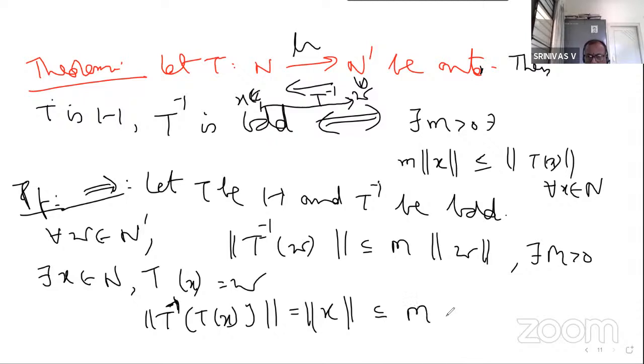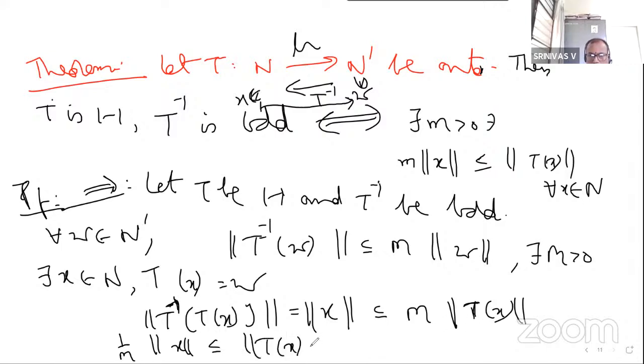This is less than or equal to M times, here in place of W, you are taking T of X. Okay. And to bring 1 by M, you bring M to this side. So if you bring 1 by M to this side, this is 1 by M into norm X, which is less than or equal to norm Tx. Okay, so in place of a small m, you take 1 by big M. M is positive. You can speak of its reciprocal. So in place of small m, you can take 1 by M. Norm X is less than norm Tx.